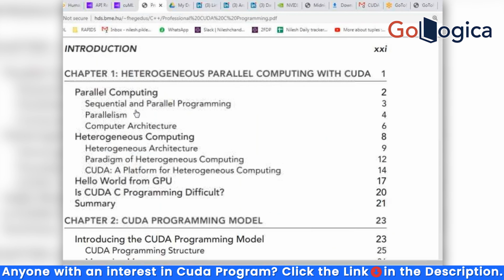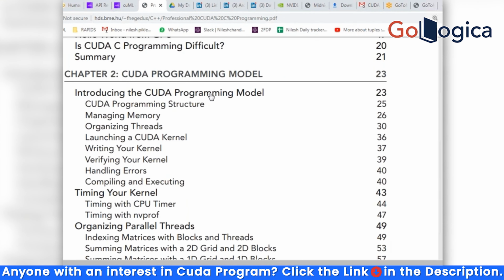First of all, we'll start with what parallel computing is, what computer architecture is, and everything. In the first chapter, we are going to see how to write a simple CUDA program, a hello world program from GPU. Then it is very important to understand the CUDA programming model, what a CPU is, what a GPU is, a brief history of the GPU, and the architecture of GPU. We need to understand that.